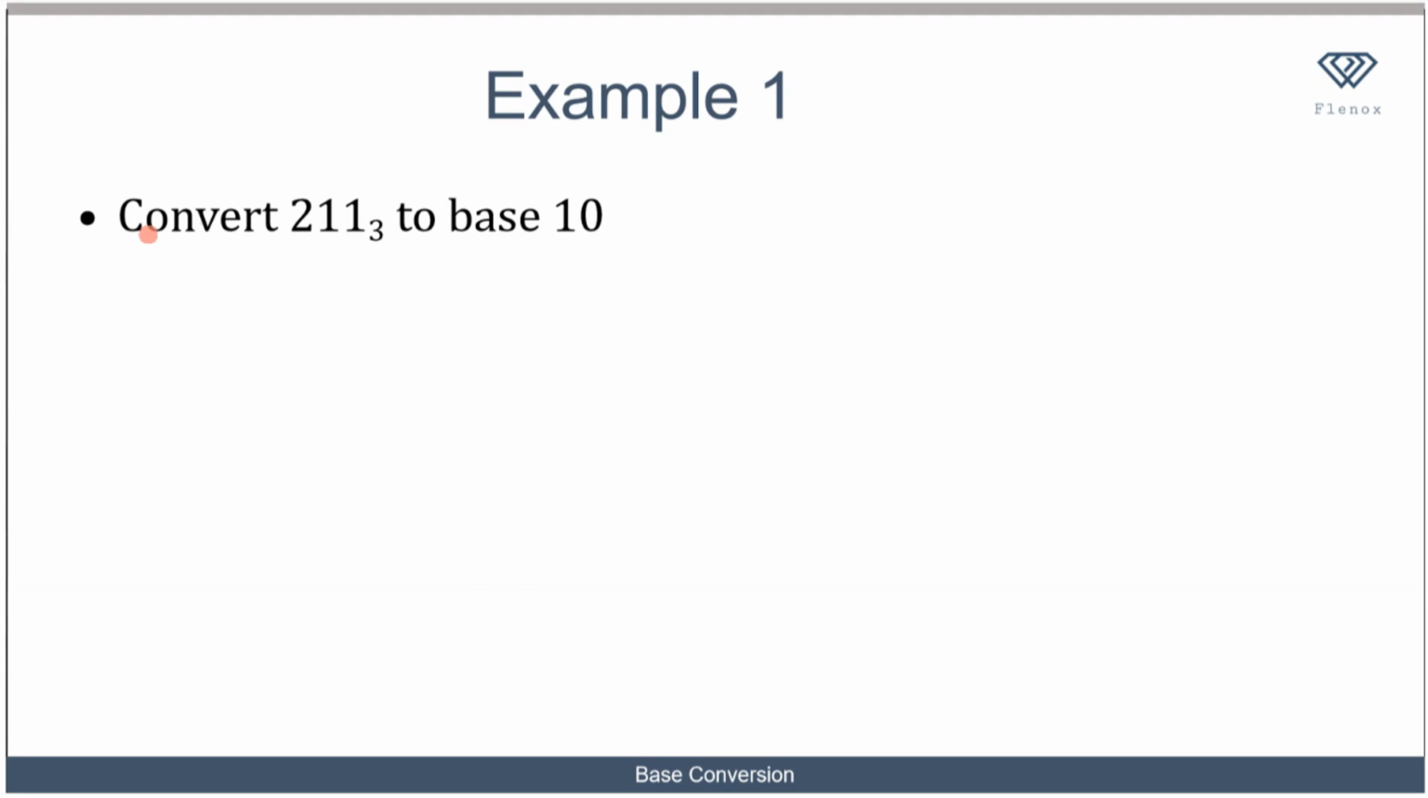So now I want to convert 211 in base 3 to base 10. How do we go about this? As I have said, we start with the unit digit. So we have 1, then we multiply by the base to the power of 0, that is, multiply by 3 to the power of 0.